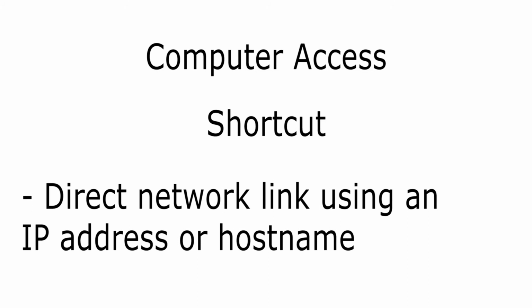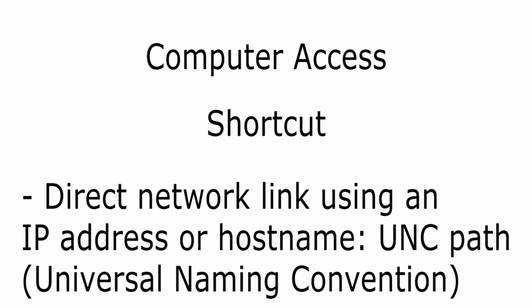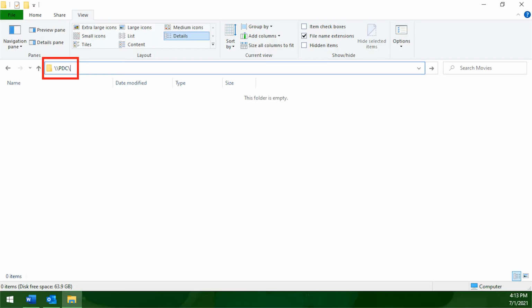A shortcut is another method. This would be a direct network link using an IP address or host name called a UNC path. UNC stands for Universal Naming Convention. If you want to see all the folders or printers that are shared from a PC or server, type 2 backslashes followed by the IP address or host name in any Windows Explorer address bar and hit enter on the keyboard.